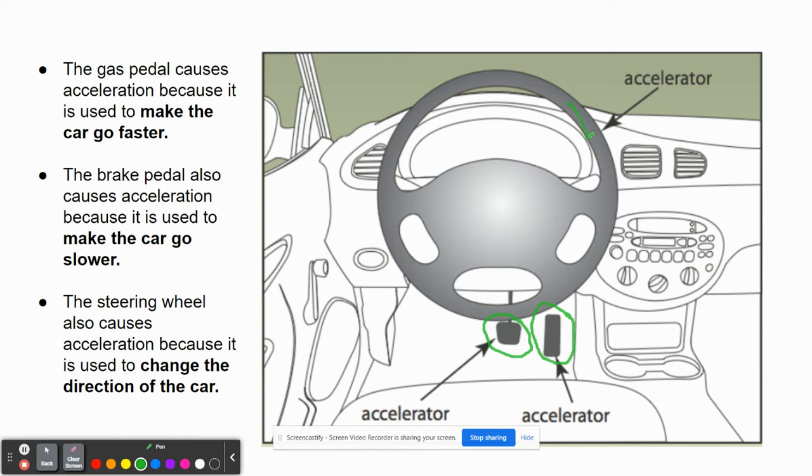And then you've got your steering wheel, and that makes you change direction in a car. In physics, we would also call this an accelerator. So: speeding up, slowing down, changing direction.